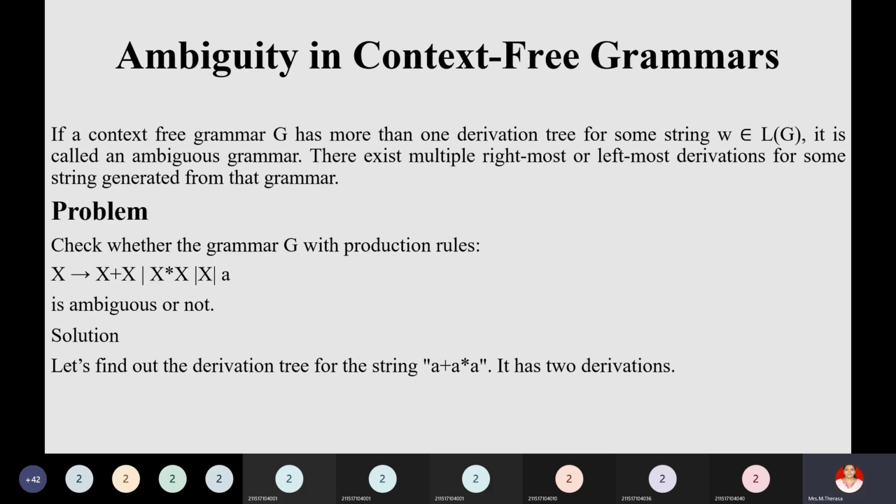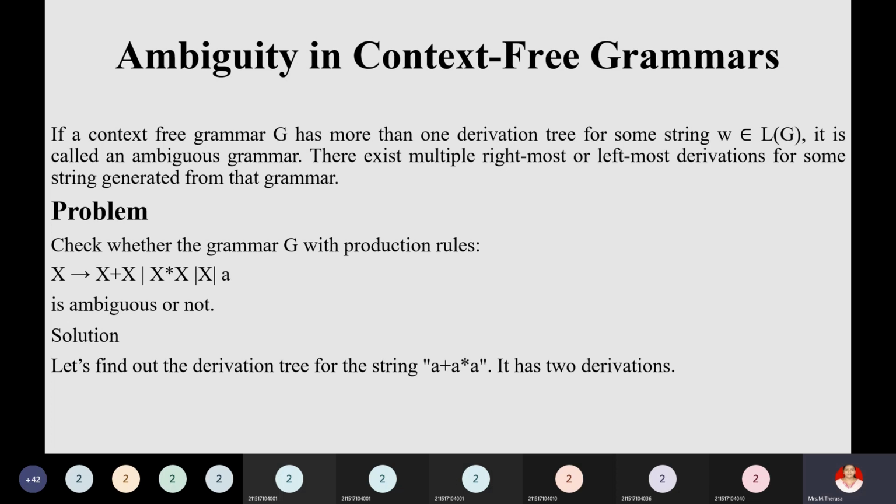Then the very important topic, ambiguity in CFG. When you say the CFG is ambiguous, see, if a context-free grammar G has more than one derivation tree for some string W belonging to L of G, the language generated by the grammar, it is called ambiguous grammar. If there exists more than one derivation tree for any string which belongs to a language generated by the same grammar G, then the grammar is said to be ambiguous grammar.